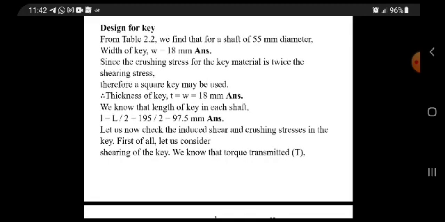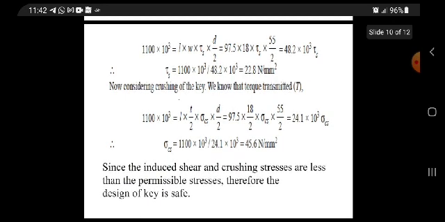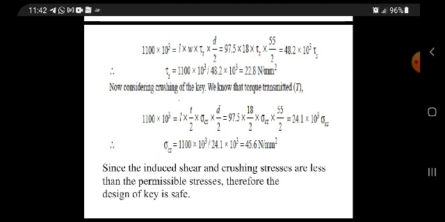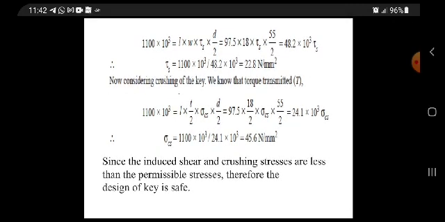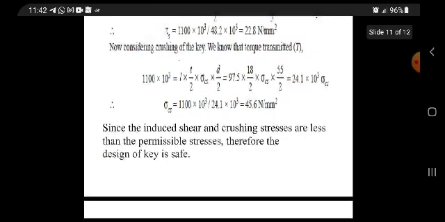Here we know the torque transmitted T. Applying the torque formula, we got the shear stress tau s equal to 22.8 Newton per millimeter square. Again, from the torque transmitted, we calculated the crushing stress sigma c, which is 45.6 Newton per millimeter square. Since the induced shear and crushing stresses are less than the permissible stresses, the design of the key is safe. Thank you.